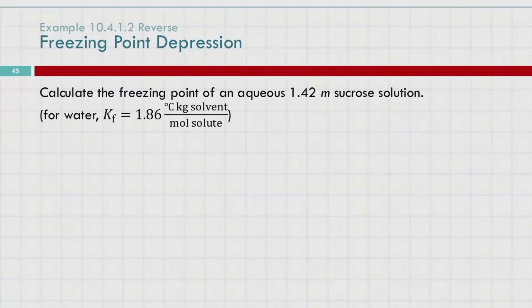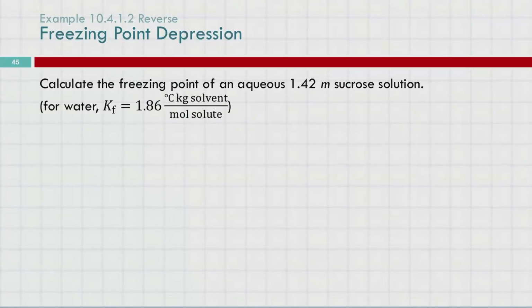All right, so how does this work? We want to calculate the freezing point of an aqueous 1.42 molal sucrose solution. For water, Kf is 1.86 degrees Celsius kilogram solvent per mole solute.